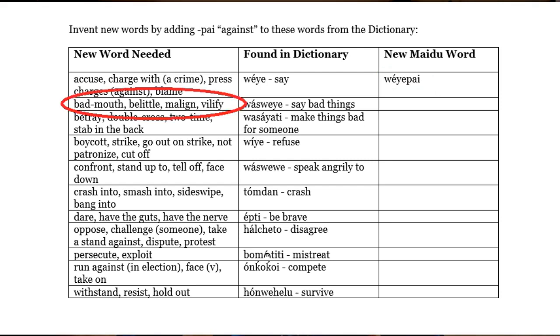Next one. Say you wanted a word like belittle somebody or badmouth somebody. We have the word wasweye, say bad things. Now we want to be able to say bad things against somebody. How would you say that? Wasweye pie. Wasweye pie. They badmouthed me.